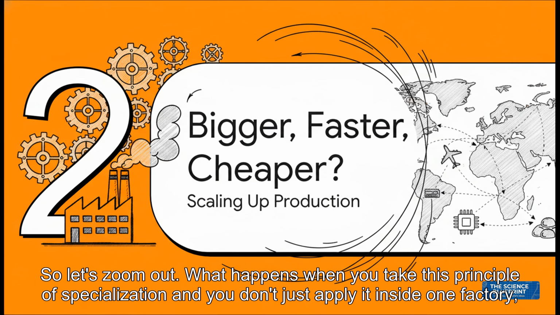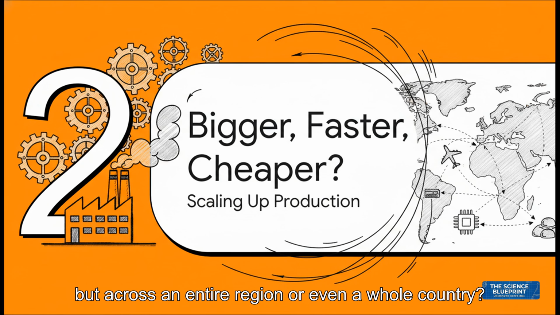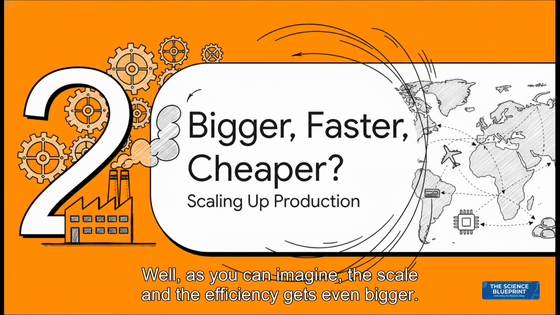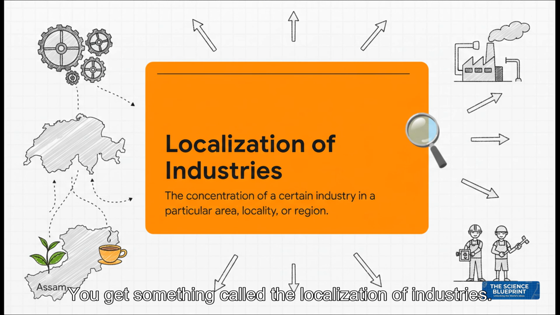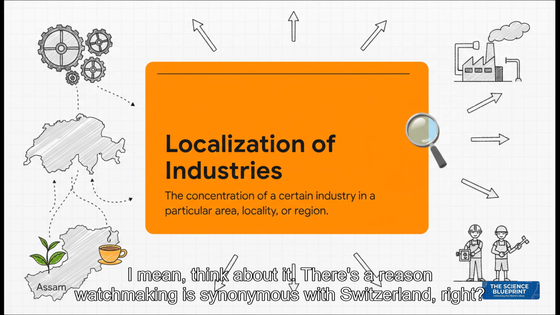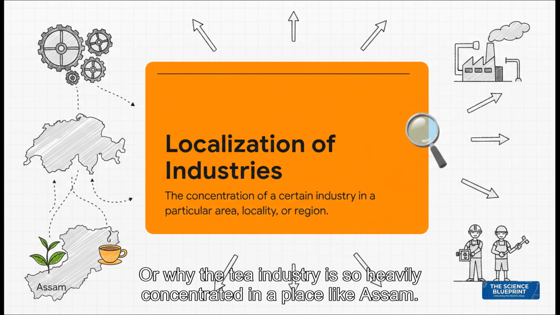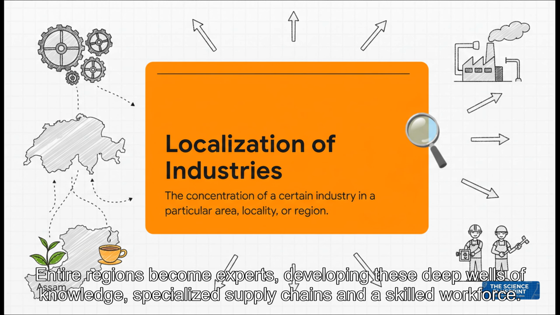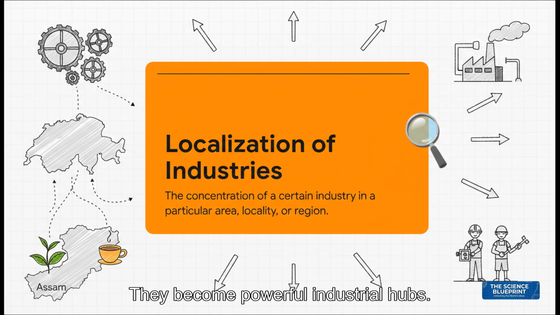So let's zoom out. What happens when you take this principle of specialization and you don't just apply it inside one factory, but across an entire region or even a whole country? Well, as you can imagine, the scale and the efficiency gets even bigger. You get something called the localization of industries. You can think of it as a territorial division of labor. I mean, think about it. There's a reason watchmaking is synonymous with Switzerland, right? Or why the tea industry is so heavily concentrated in a place like Assam. Entire regions become experts, developing these deep wells of knowledge, specialized supply chains, and a skilled workforce. They become powerful industrial hubs.